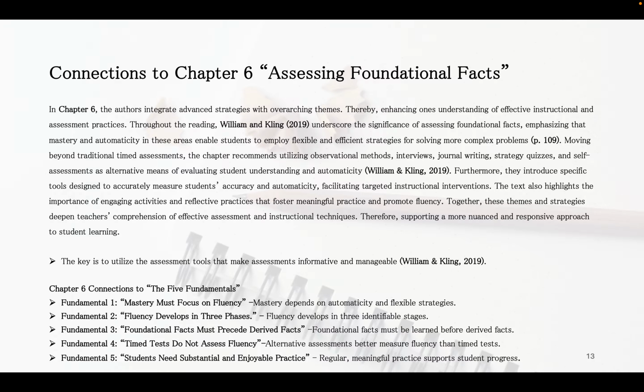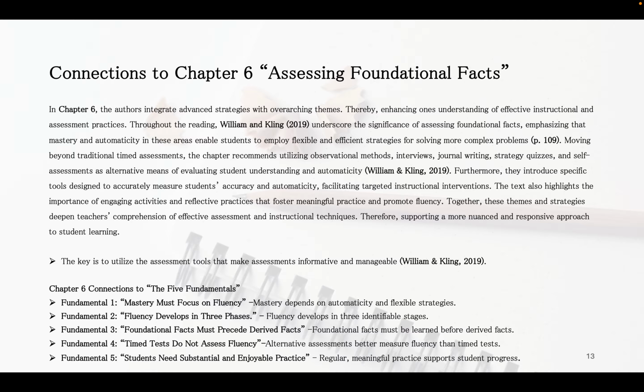Connections to Chapter 6, Assessing Foundational Facts. In Chapter 6, the authors integrate advanced strategies and overarching themes, thereby enhancing one's understanding of effective instructional and assessment practices. Throughout the readings, Williams and Kling really underscore the significance of assessing foundational facts, emphasizing that mastery and automaticity in these areas enable students to employ flexible and effective strategies for solving more complex problems.